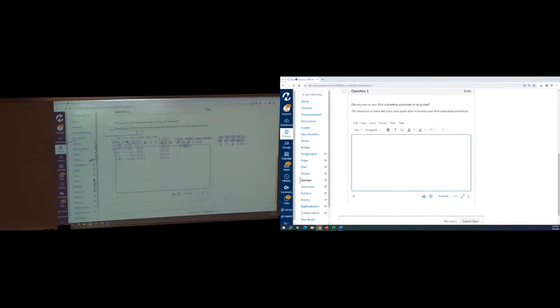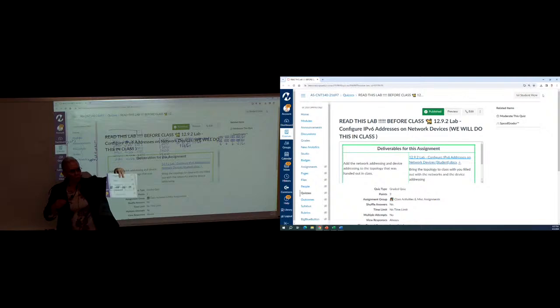And then the next thing that I just handed out is a topology for the lab that we are doing on Thursday. Read the lab before you come to class, okay? I want you to read it all the way through because I want the lab to go smoothly. The other thing you're going to do is add the addressing to your topology. You're going to add the network address, the switch's VLAN address, and the interface. You're just going to write it in and bring this with you.